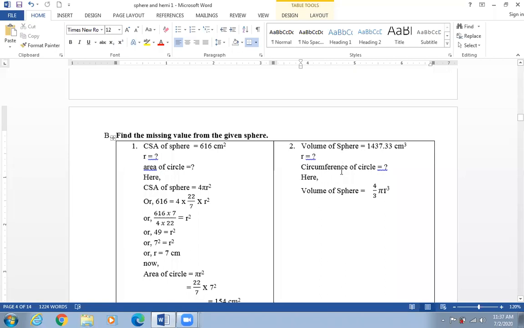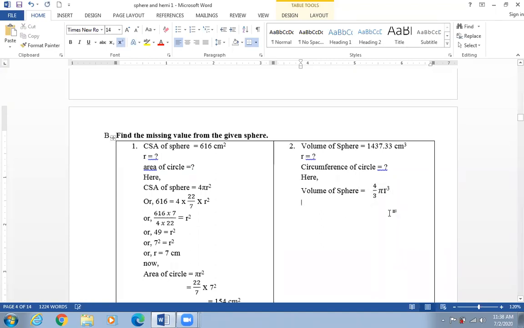So what is the formula of circumference? It is 2 pi r. So to get 2 pi r, we need to find the radius. From where will we get the radius? We will get the radius from the volume of sphere. Here the volume is given, so let us find it from the volume. Volume of sphere equals 4 by 3 pi r cube.